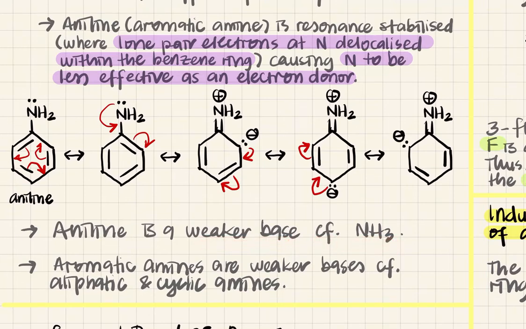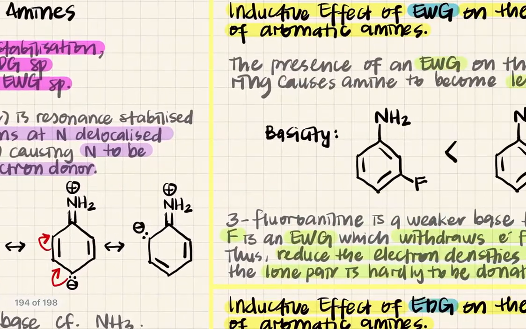Okay, so we can conclude that aromatic amines are weaker bases compared to aliphatic and cyclic amines because electron density on nitrogen is decreased. Okay, when in aromatic amine, awak delocalize negative charge tu, the electron density tu kena share dekat dalam ni. So it makes this nitrogen, okay, have lower electron density, okay, less effective of an electron donor.